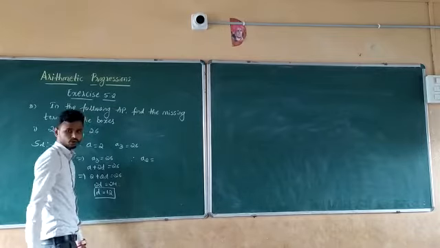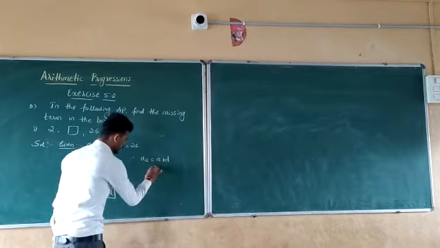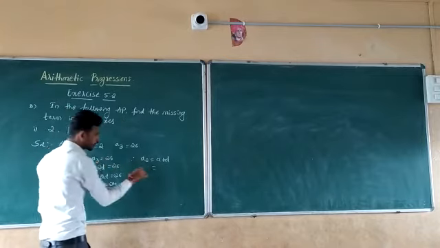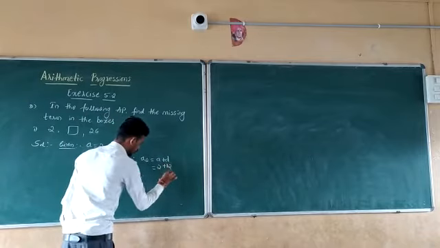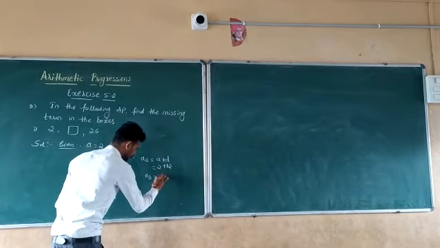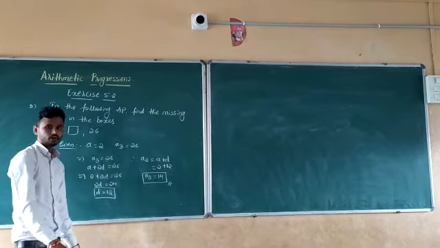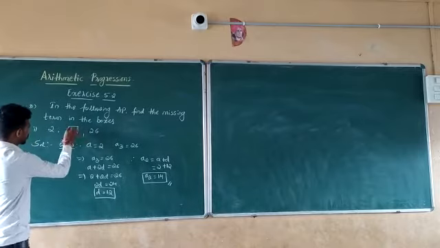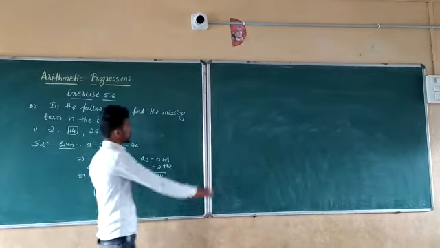Therefore, a2 we can write as a plus d, which equals 2 plus 12. So a2 equals 14. So here the missing term is 14. And next is the second question.